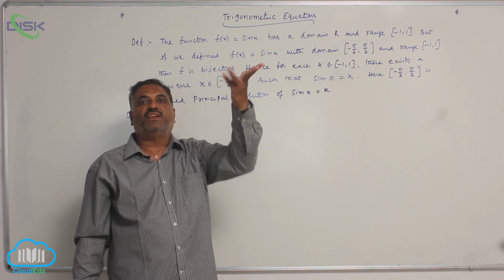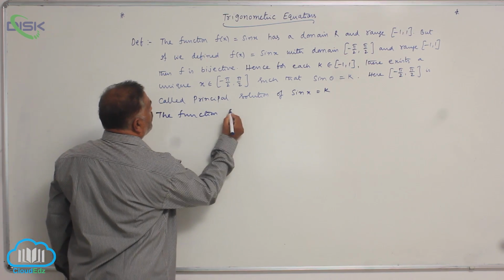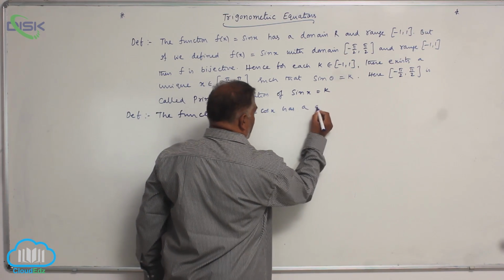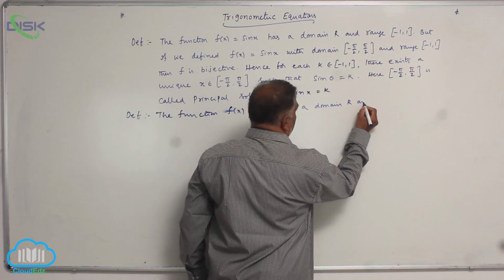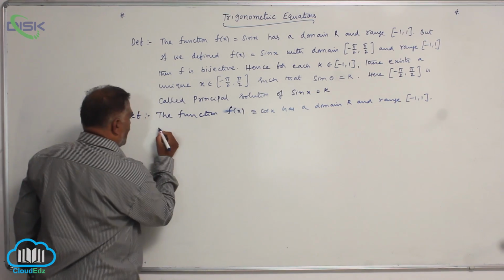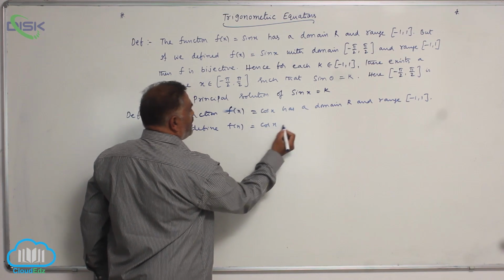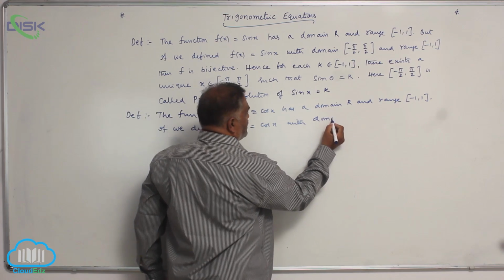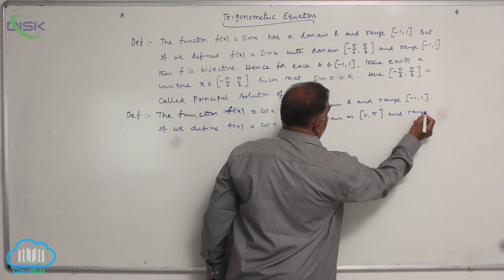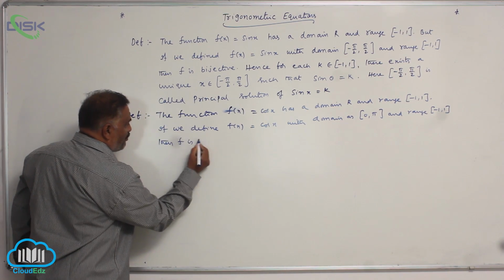In the same fashion, we can define cos also. Now, we can write the function f of x is equal to cos x has a domain capital R and range [-1, 1]. If we define f of x is equal to cos x with domain [0, π] and range [-1, 1], then f is bijective.